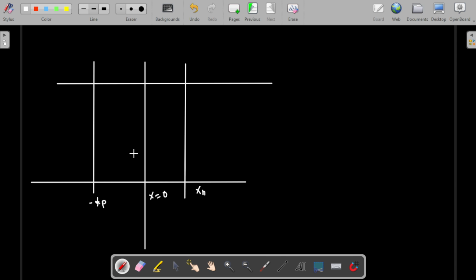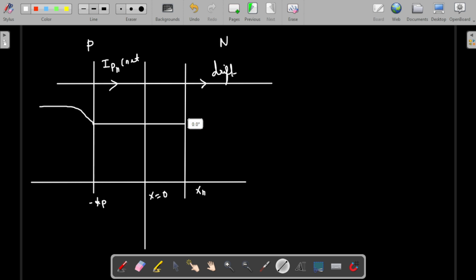Here the current will flow. The current is IPN. This is the P region, this is the N region. The current flowing from P to N will be represented as IPN net. This is completely because of drift. Because of the external supply, the holes will move from this region to this region. First, the holes will be the majority charge carriers here. In the depletion region it will slowly decrease, and it will be constant throughout the depletion region. This is the approximation that we are taking.